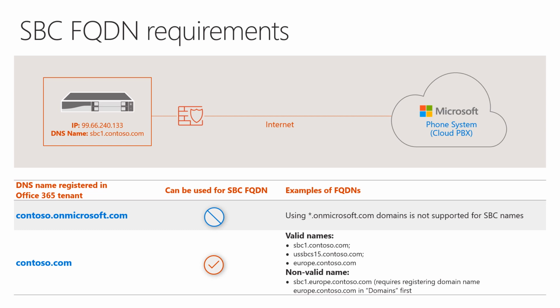So for example, if you use contoso.com as the DNS name that's registered in your Office 365 tenant, then you can use, for example, the following names: sbc1.contoso.com, US-sbcs15.contoso.com, whatever-you-want.contoso.com. What you cannot do is add another subdomain. You could not do sbc1.europe.contoso.com. Well, you can if you register the domain name europe.contoso.com in domains first.